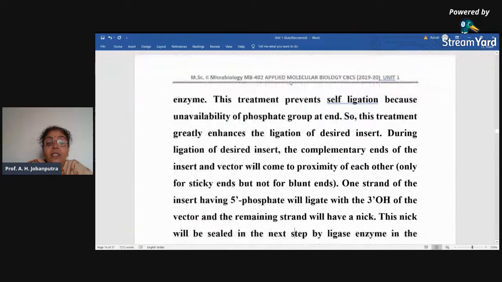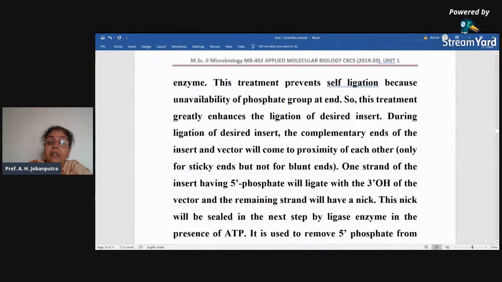During ligation of the desired insert, the complementary ends of the insert and the vector will come to proximity of each other. आपोआप स्टिकी एंड्स असले तर रिस्ट्रिक्शन एन्झाईमने तुम्ही कट केलं असेल तर तिथे तो फॉस्फेट ग्रुप अवेलेबलच असेल डिझायर्ड जीन ऑफ इंटरेस्ट मध्ये. म्हणून इथून त्या वेक्टर मधून ते काढून टाकायचं, कारण मग तो राहील तर परत चिटकून जाईल त्याच्याच एंडला, ऑपोजिट एंडला.